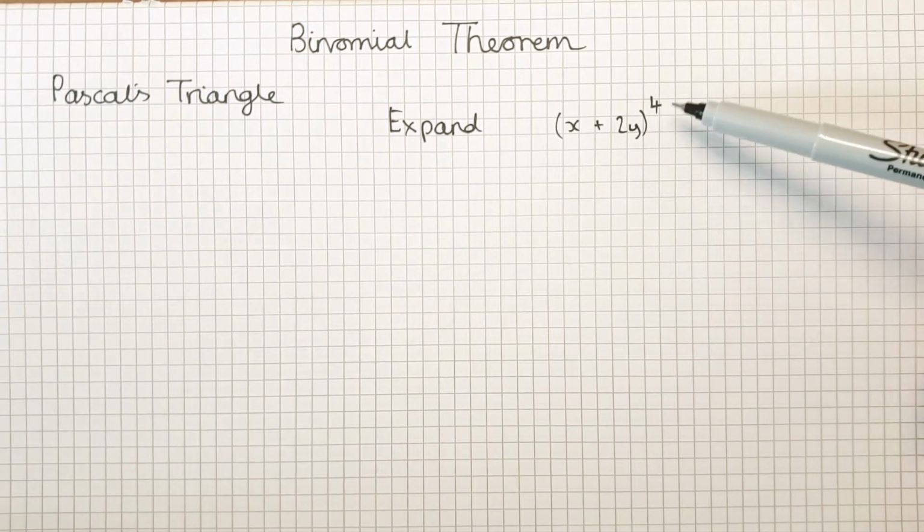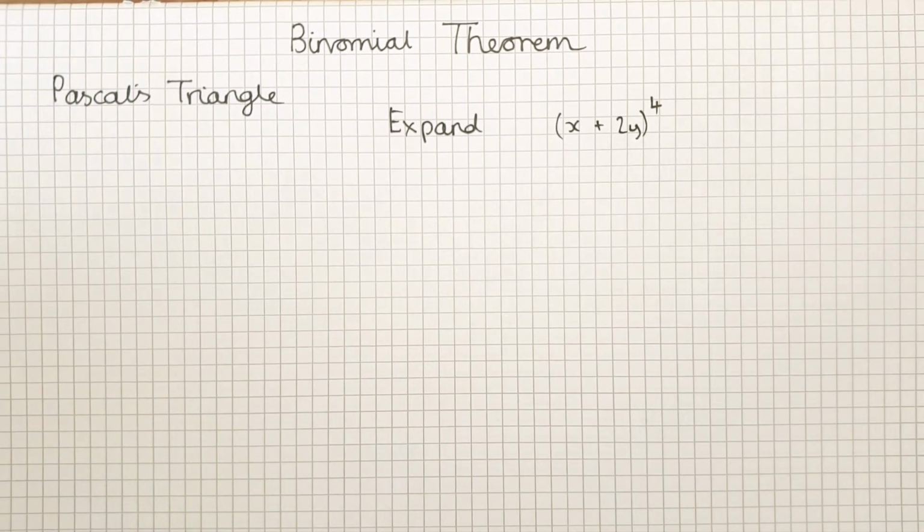method can be quite time consuming if you're using a larger power here. But if it's quite a small power, you're as well just sticking with doing this. It's not any faster doing it using the other method really. So first of all, Pascal's triangle.